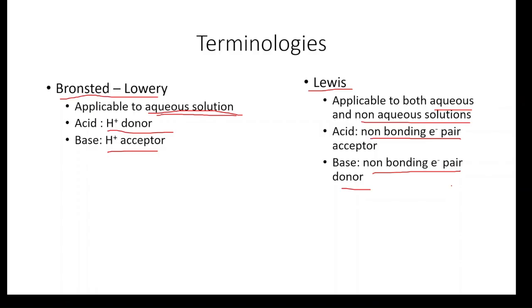So Bronsted-Lowry is only applicable to aqueous solution, so it has lesser applicability. But the Lewis acids and bases have more applicability. Their scope is more because they are applicable to both aqueous and non-aqueous solution. It's not like only something which can be dissolved in water will be making it acid or base. Sometimes it can be dissolved in non-aqueous solutions also, benzene or other solvents. So that is why Lewis acid has more applicability.